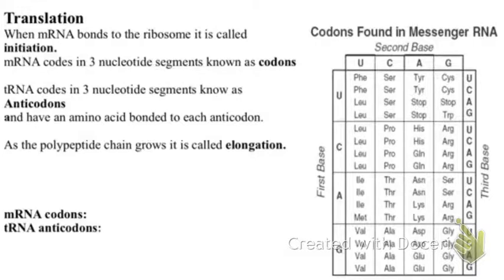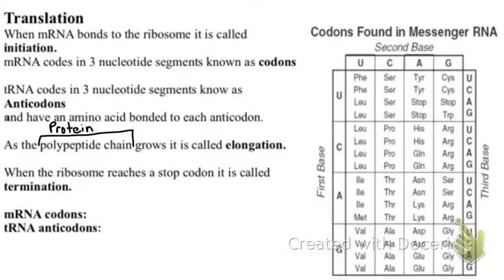As the polypeptide chain grows, it's called elongation. Remember that a polypeptide chain is the technical term for a protein. And when a ribosome reaches a stop codon, that part of translation is called termination. It stops making a protein, it terminates that protein.